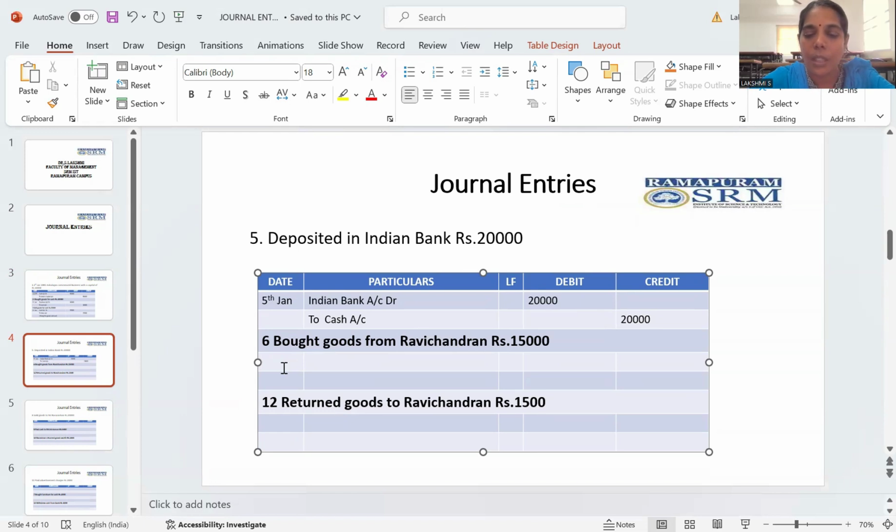Next one, 6th January. Bought goods from Ravichandran. That means we bought goods from Ravichandran for rupees 15,000. The word cash is not given here. Suppose the word cash is not given, we take it as a credit purchase. Bought goods from Ravichandran. That means goods come into the business. The name of the goods is not given, so we write it as purchase account debit.